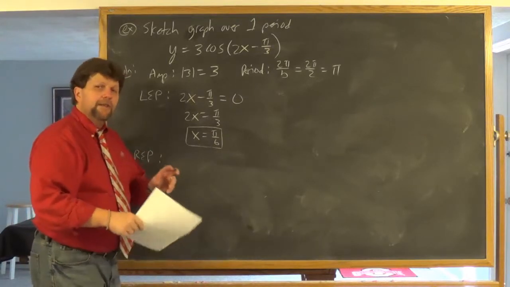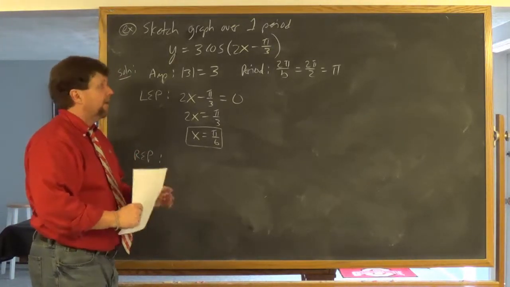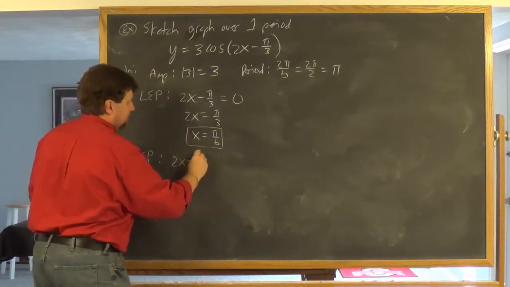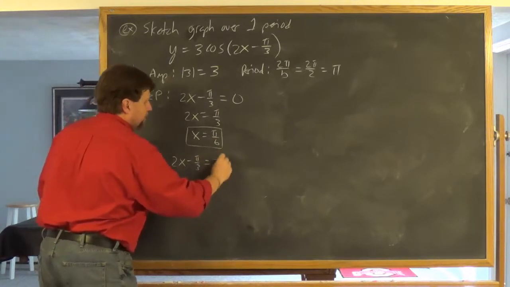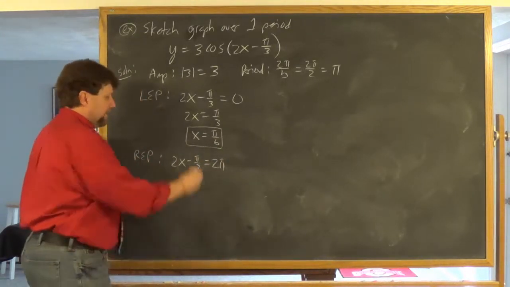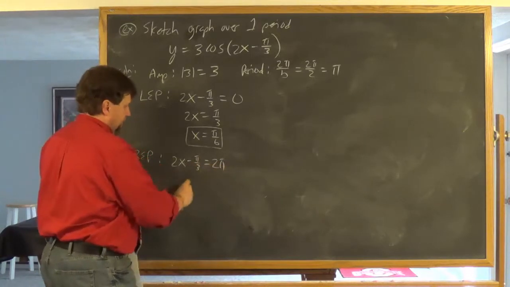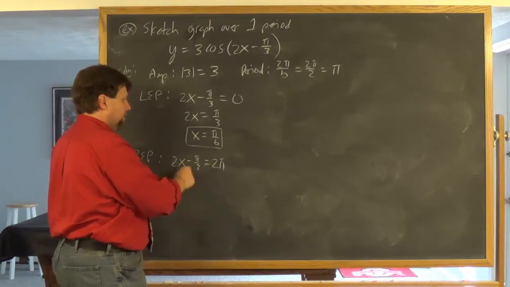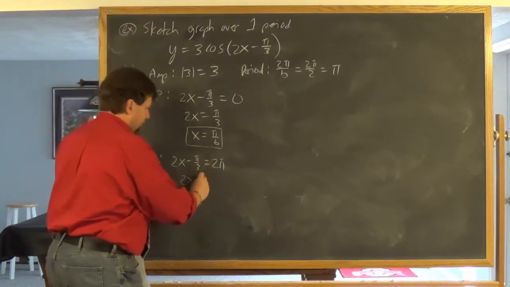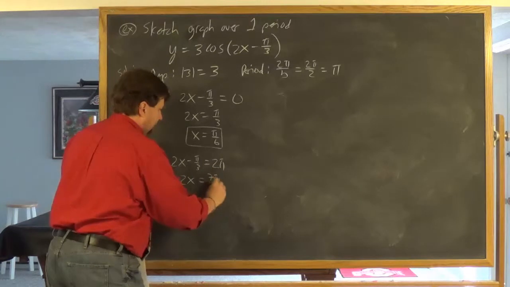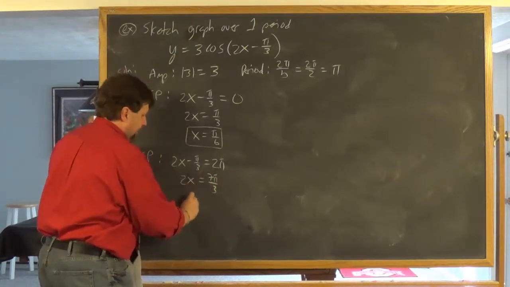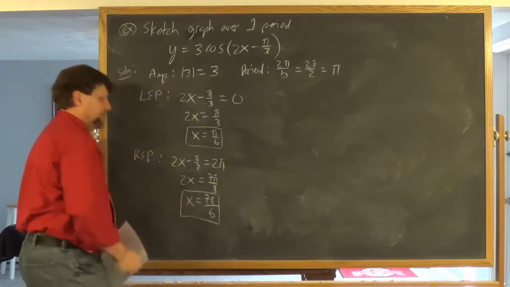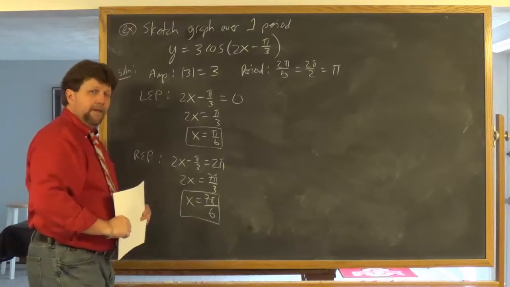Now there are 2 ways you can get the right endpoint of 1 period. The first way, take the junk that's in the parentheses, set it equal to 2 pi. Now solve for x. So add pi over 3 to both sides. See, 2 pi is 6 pi over 3. 6 pi over 3 plus pi over 3 is 7 pi over 3. Divide by 2. That gives me 7 pi over 6. So that's the right endpoint of 1 period.